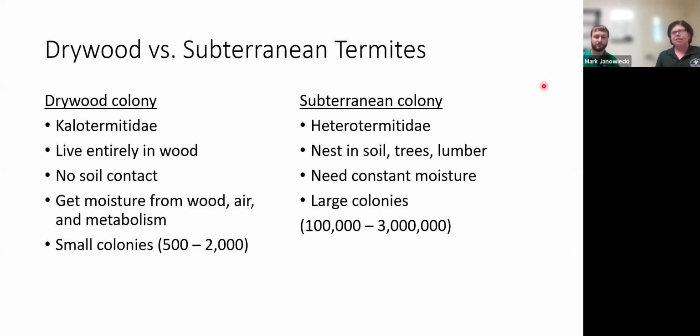Okay, so let's move on a little bit to drywood termites. Okay, so drywoods are vastly different than subterranean termites. So we're looking at 2 different families here, Kalotermitidae versus Heterotermitidae. Subterranean termites, of course, nest underground and inside trees, whereas a drywood termite colony will live within the wood that they are feeding on. Okay, so they don't require any contact with the soil, like the subterranean termite colonies do.